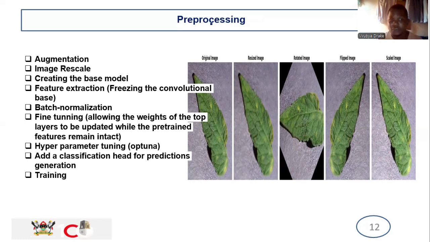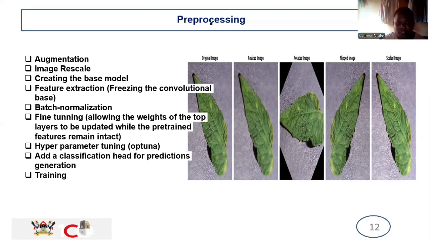Then we created or downloaded the base model, froze the convolutional base for feature extraction, and did batch normalization. This was done by freezing the convolutional base, which generally extracts features like edges, texture, and color that were used in the model's prediction. So new fully connected layers added to the model are trained on the tomato leaf dataset, allowing the model to learn the specific features that differentiate different diseases.